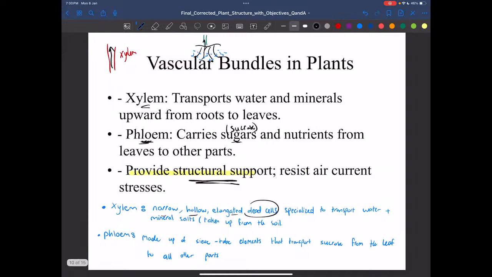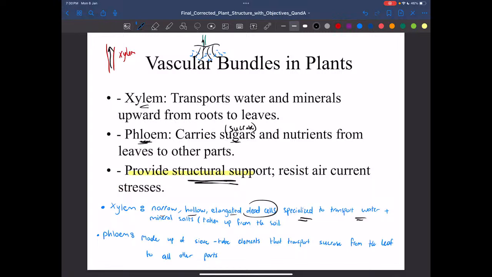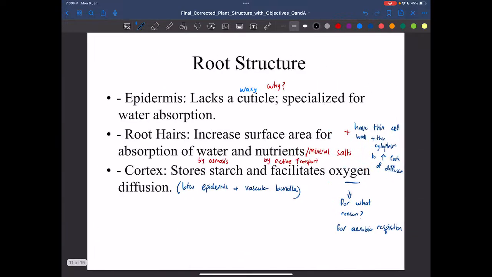They are not living, and they are specialized to transport water and mineral salts, okay, that are taken up usually from the soil. While phloem are living cells, they are made up of sieve tube elements, and they transport sucrose from the leaf to all the other parts of the plant, okay?